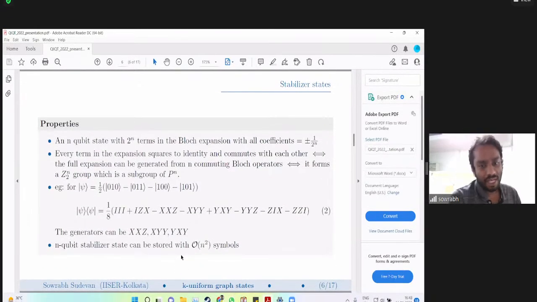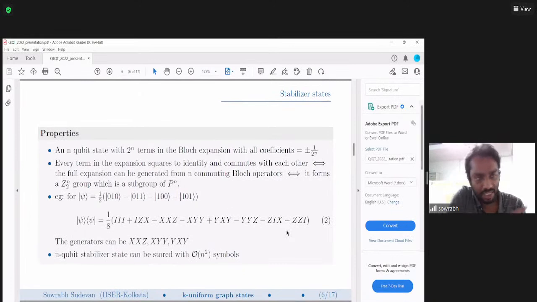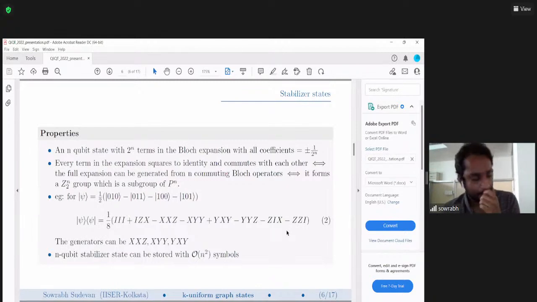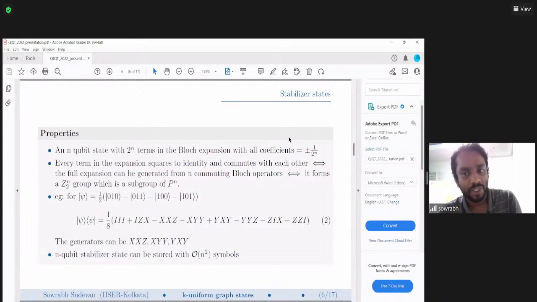So now the thing is, we are expanding states in the form of these block operators. There is a certain class of states for which this expansion has a very nice form. There are n-qubit states which, when you expand, will have exactly 2 to the power n terms in the block expansion with the coefficients plus or minus 1 by 2^n. Also, these terms form a group, and all the elements commute with each other, and they all square to identity. They have all these constraints on them.